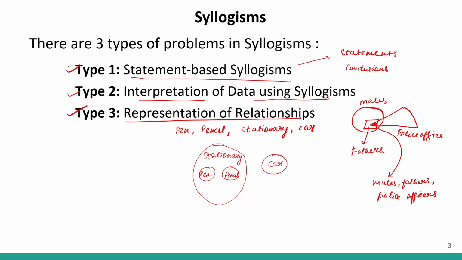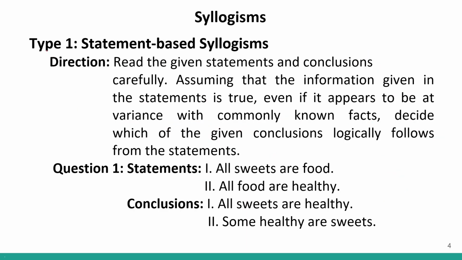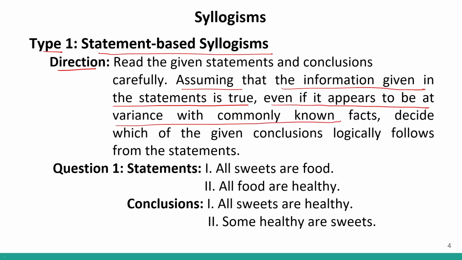In today's lecture, we will discuss type 1, that is statement conclusion type or statement based syllogisms, in a little more detail. Okay, so let us start. This is your type 1 statement based syllogisms. Now in each question in your examination, you get a set of directions. So let us read the direction. The direction says, read the given statements and conclusions carefully, assuming that the information given in the statement is true, even if it appears to be at variance with commonly known facts.